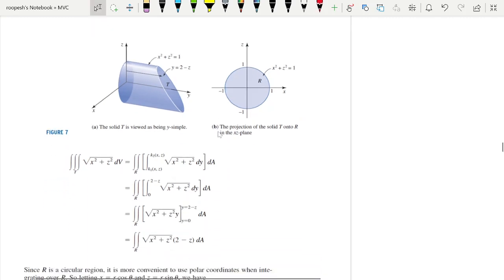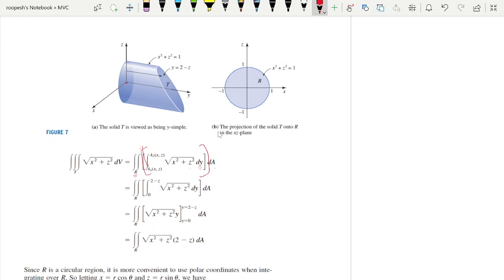So the integral over T of square root of x square plus z square dV equals the integral over the rectangle. Then I should find what is the limit for y, right? So the integral from k1(x,z) to k2(x,z) of square root of x square plus z square dy dA. Only this much is coming as additional to us. The remaining is going to be the double integral, right? So this integral can be found out by taking the limit for y. So y is changing from here to this point, right?